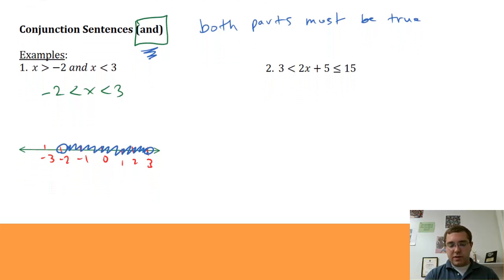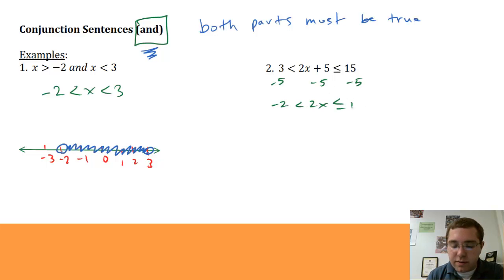On number 2, we have to do some work before we can graph it. We need to solve it for x. And solving a compound inequality means we get the variable alone in the middle. And what we do to one part, we have to do to all three parts. So I can subtract 5 from all three parts and have that negative 2 is less than 2x, which is less than or equal to 10. And I can divide all three parts by 2 to get that x alone in the middle. So negative 1 is less than x, which is less than or equal to 5.